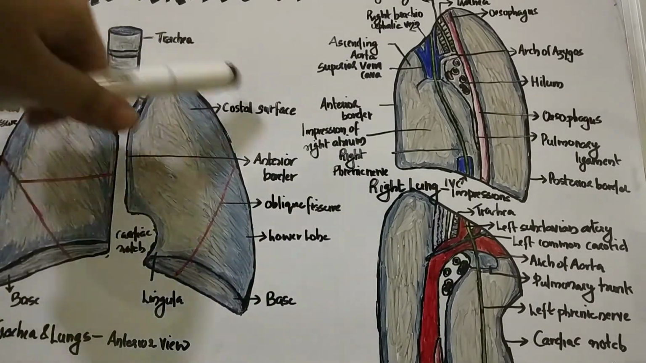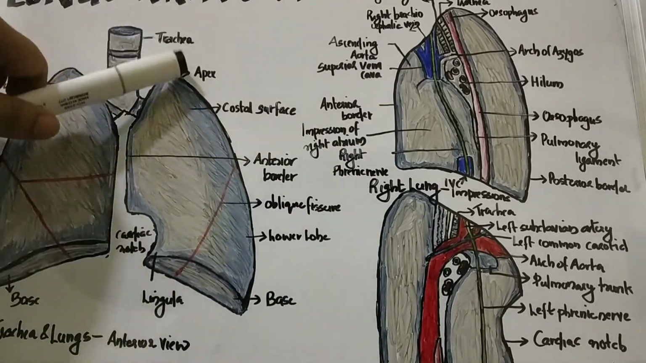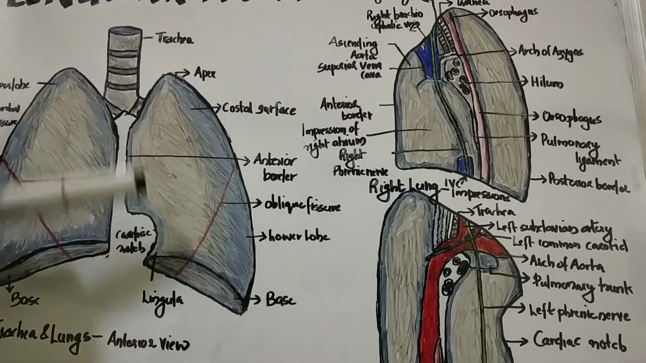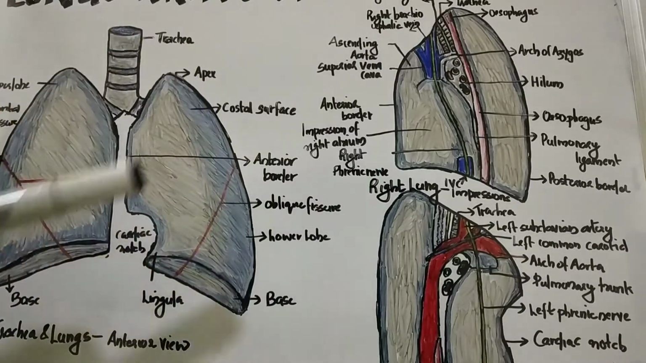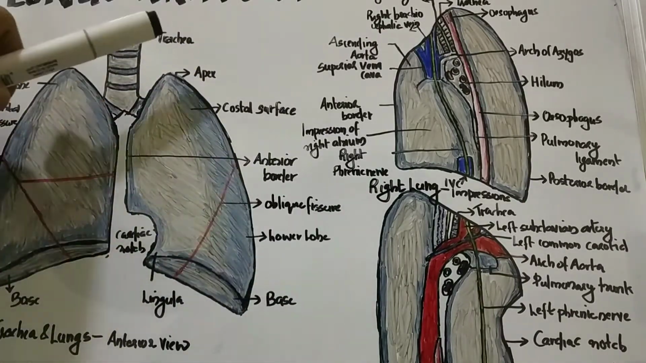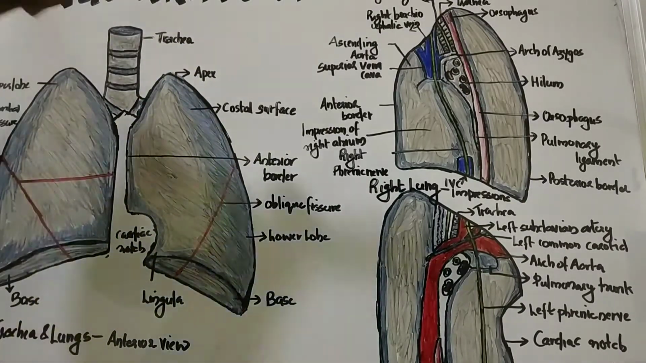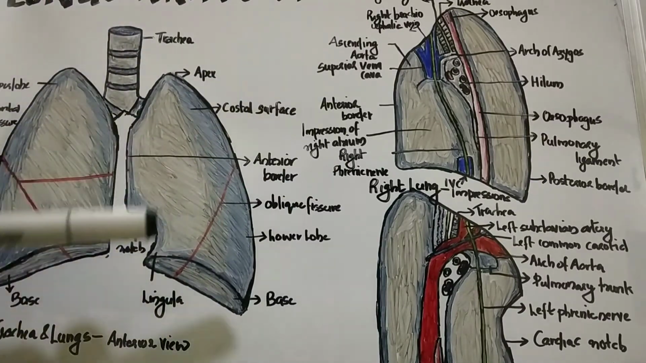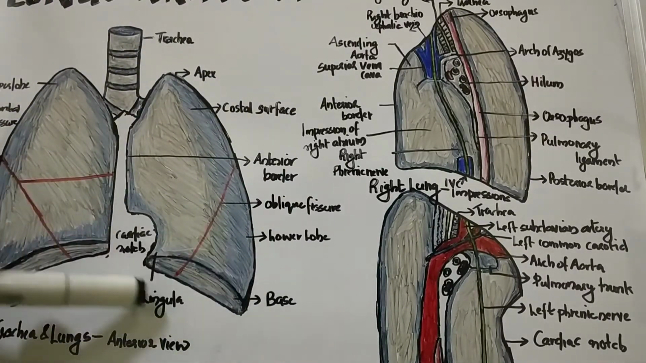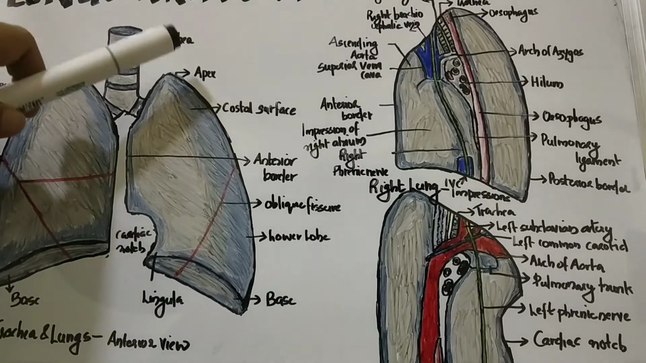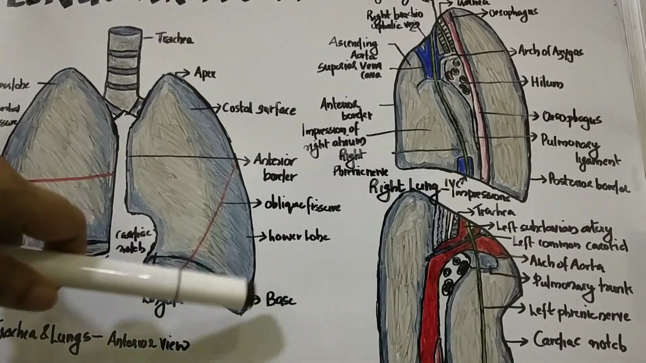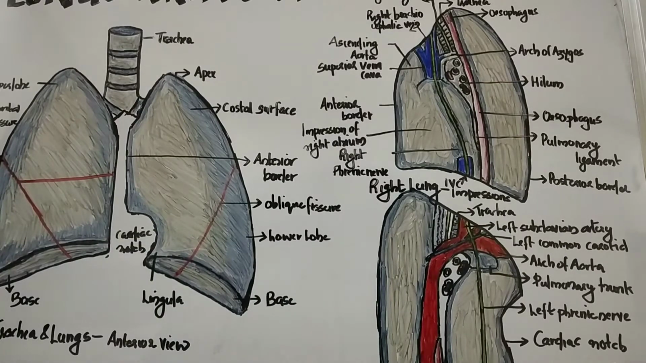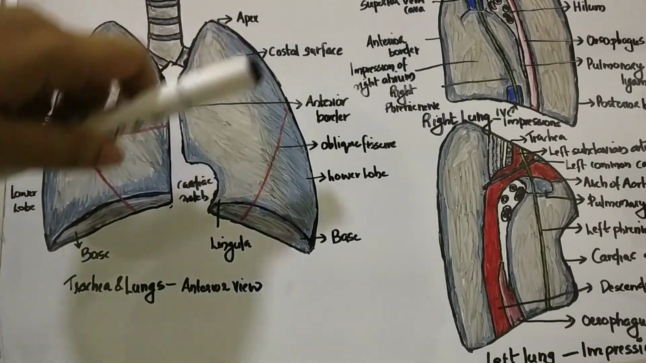So the lungs are a conical shaped organ. It has an apex, a base, two surfaces, that is a costal surface and a medial surface, and also three borders, that is the anterior border, opposite to it the posterior border, and the inferior border. So this is the apex of the lungs.